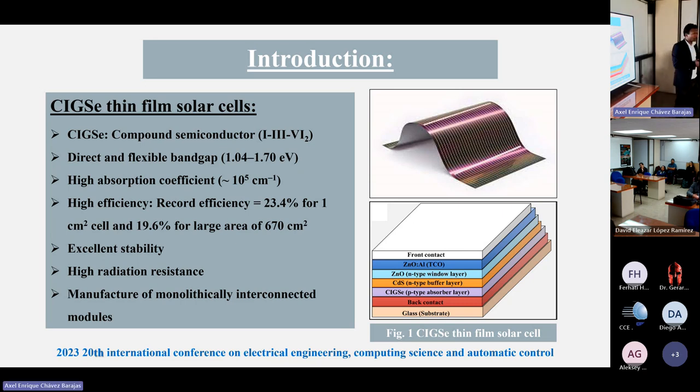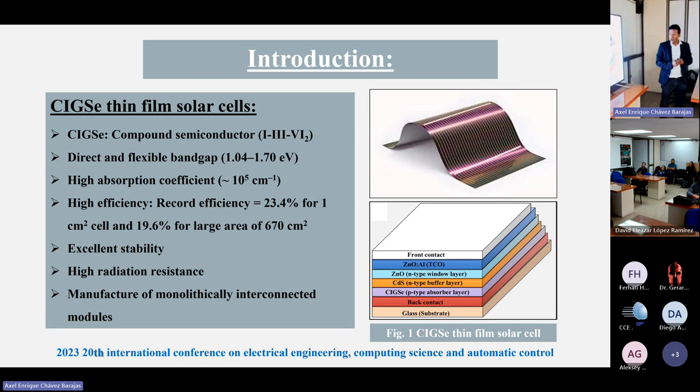And then the zinc oxide window layer, which is also used to pass the photons to the CIGS absorber layer. Then the aluminum-doped zinc oxide, a transparent conducting oxide, and then the front contact. So this is the basic structure, and you can see the figure of the CIGS thin film solar cell.